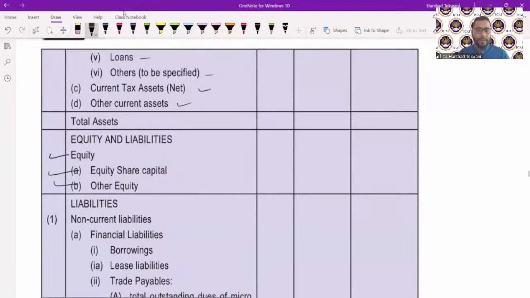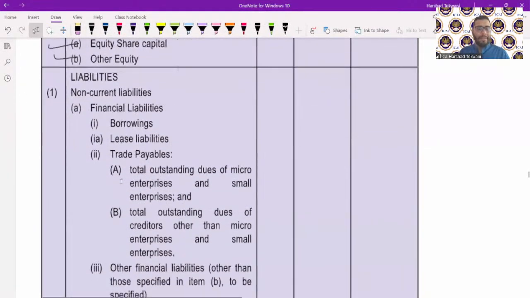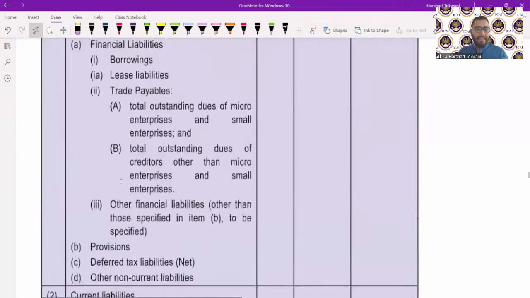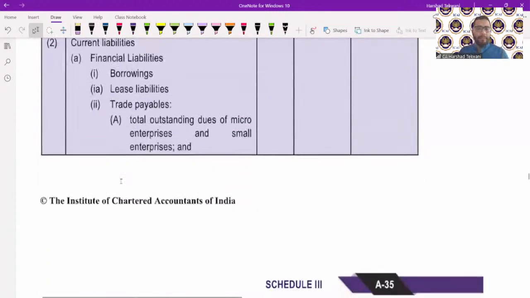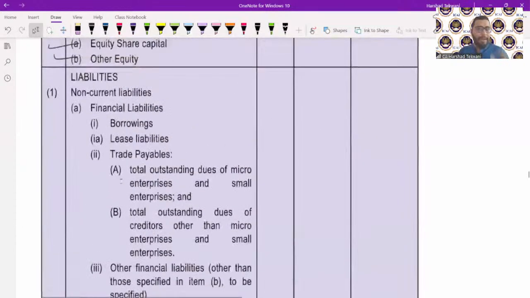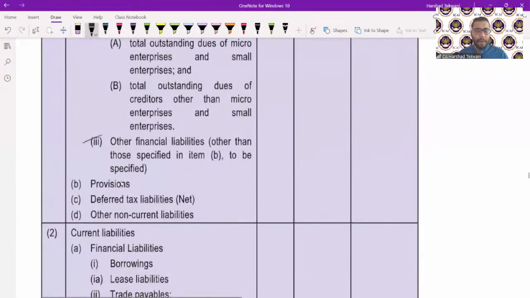This we are done with. Now liabilities. Again, non-current liabilities and current liabilities, the way we saw in our assets, non-current assets and current assets. In the head of non-current liabilities, you will see financial liabilities, borrowings. In financial liabilities, it will be borrowings, lease liabilities, trade payables, other financial liabilities. Then provisions, deferred tax liabilities.